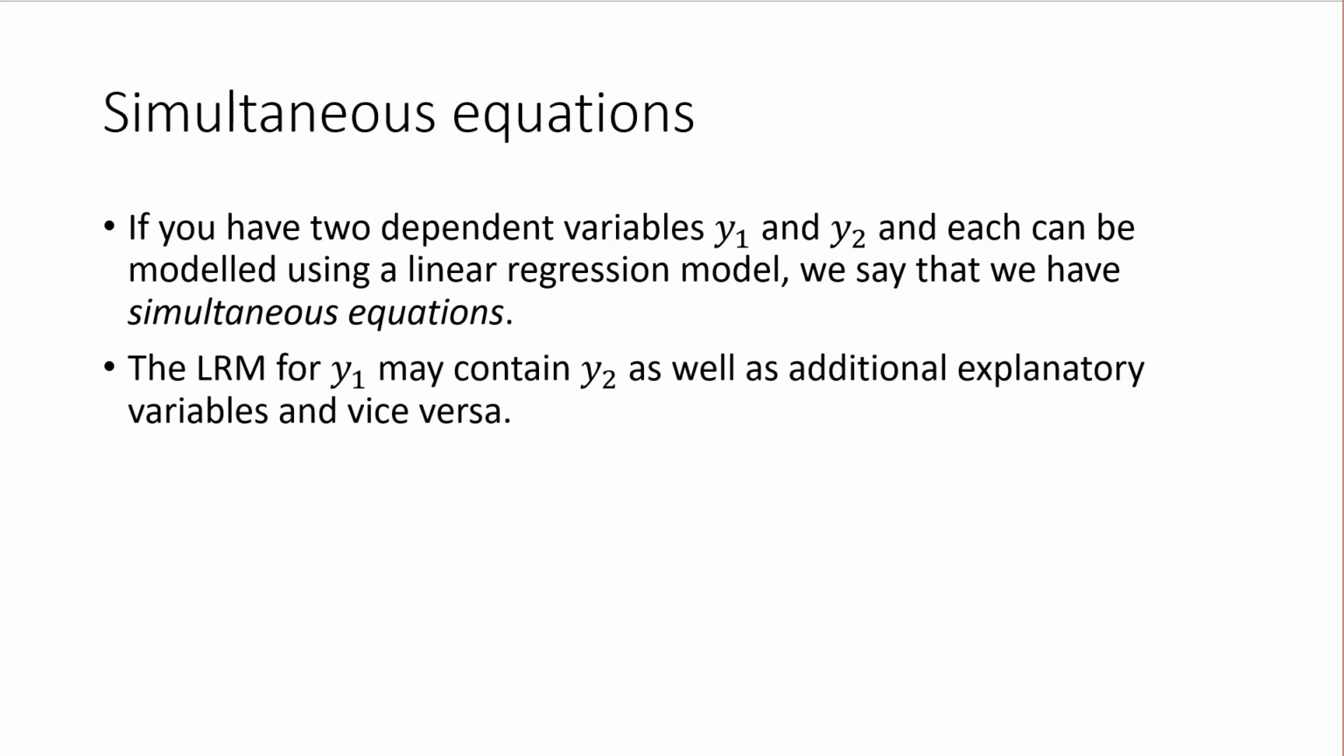But each regression model, for example the regression model for y1, may also contain other explanatory variables, and the same goes for the second regression model. Both models may have explanatory variables in common, but you can also have explanatory variables that only affect one of the equations but not the other one.